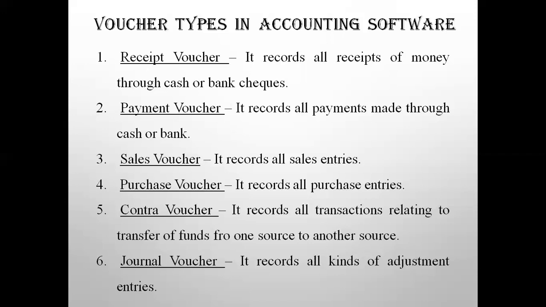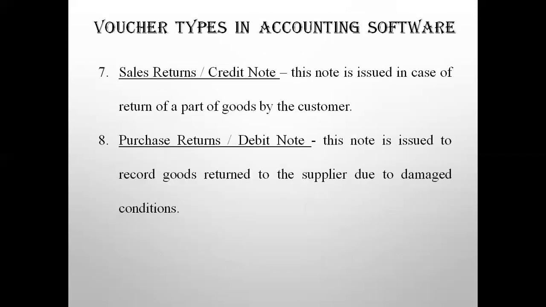So these were the 6 basic types which will be classified. And the other two are sales returns or the credit note, and purchase returns or the debit note. Sales returns or the credit note is used in case of return of a part of goods by the customer. We had sold goods to a customer. That customer is returning it back. So we are getting our goods back.